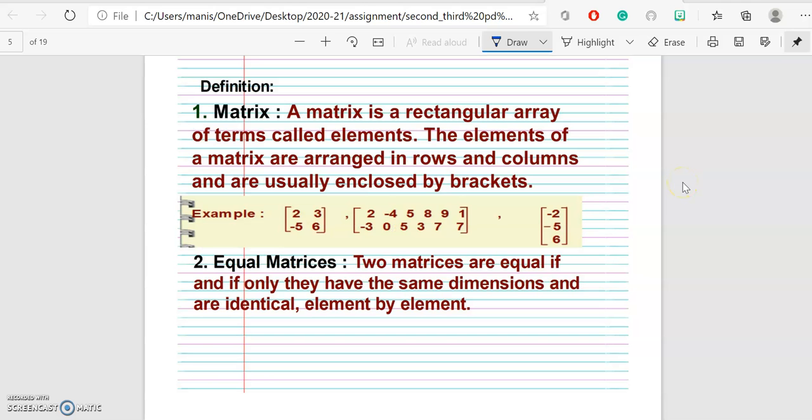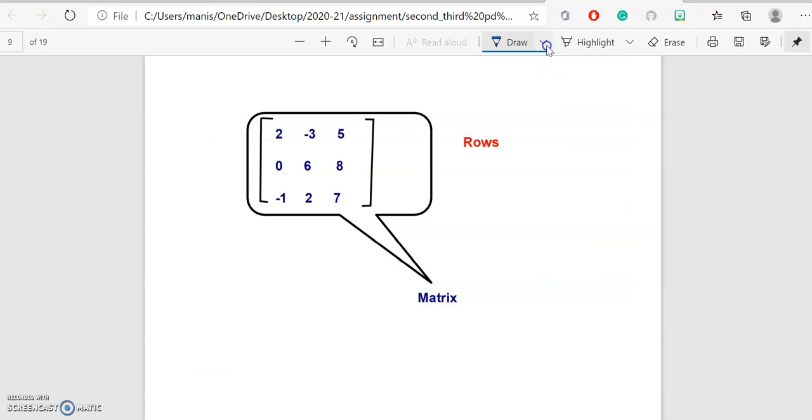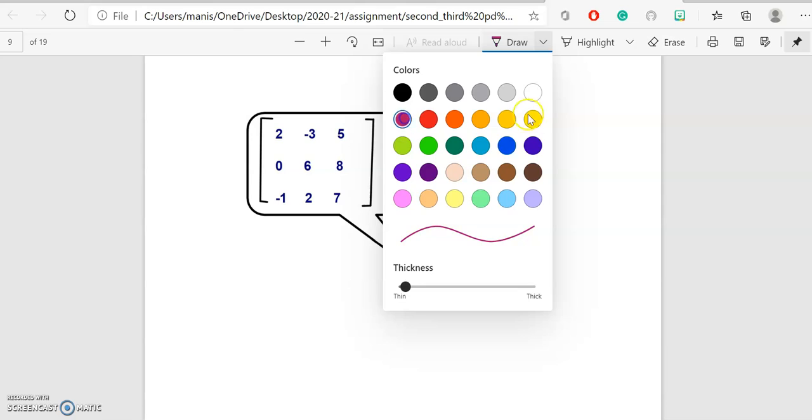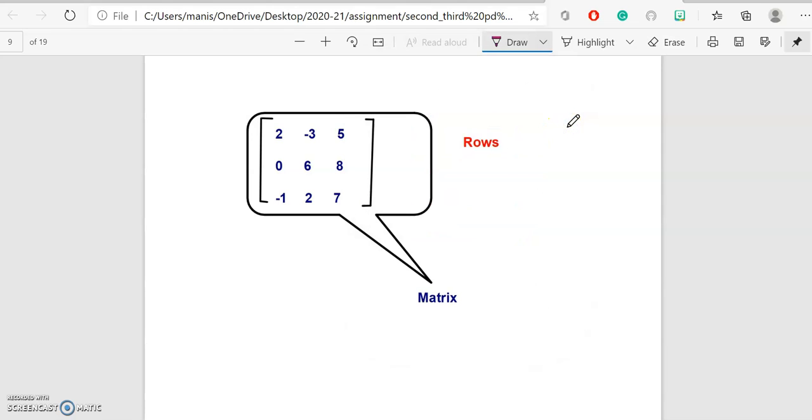What is a matrix? A matrix is a rectangular array of terms called elements. The elements of a matrix are arranged in rows and columns and are usually enclosed by brackets. Equal matrices. Two matrices are equal if and only if they have the same dimensions and are identical element by element. So what I explained earlier is that a matrix is a rectangular array of terms called elements.